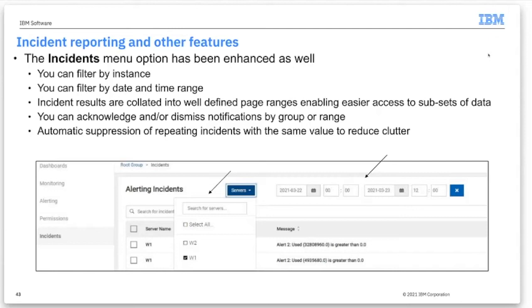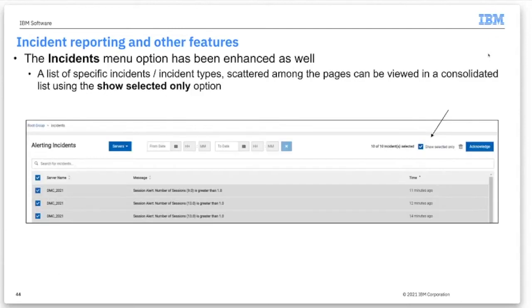And if there is a particular incident that is being reported again and again and again, IHQ will actually filter out the repetitive instances to reduce the clutter within this particular component of the tool. You can look at specific incidents themselves and dive down into greater detail if that's what you'd like to do.